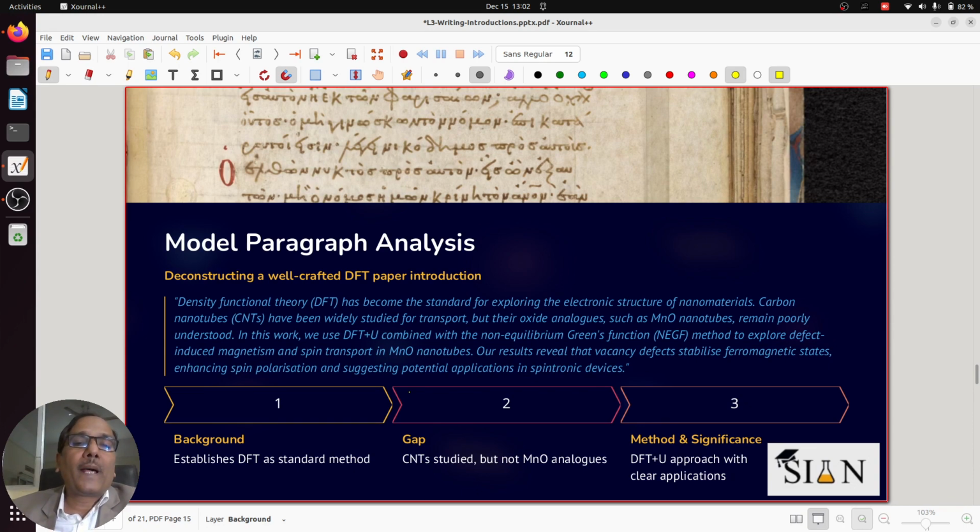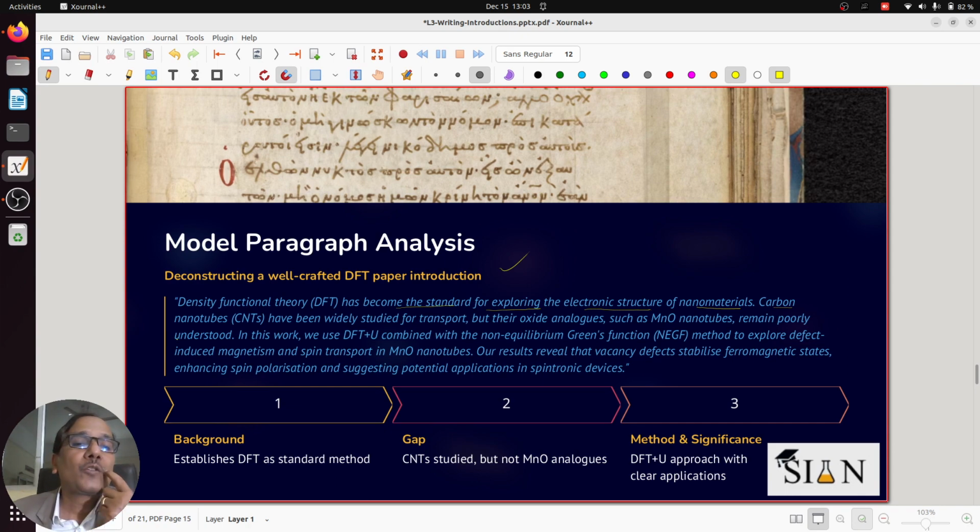So one model paragraph analysis, demonstrating a well-crafted DFT paper introduction. Just some lines. First, we begin with DFT: density functional theory has become the standard for exploring the electronic structure of nanomaterials. We are beginning with DFT. Although we can start with nanomaterials also, because CNT is a nanomaterial, we can begin with DFT, the methodology.